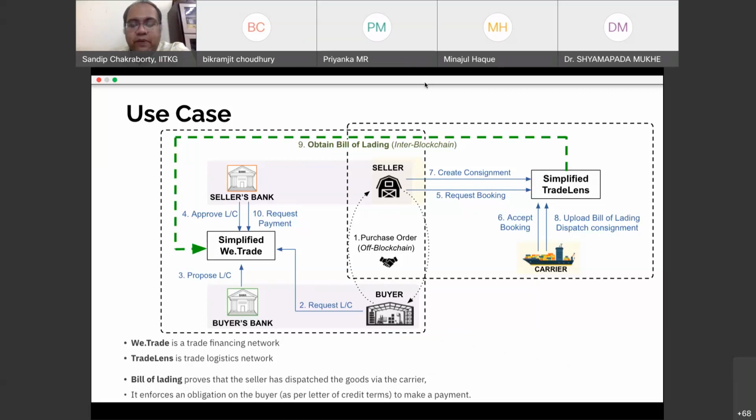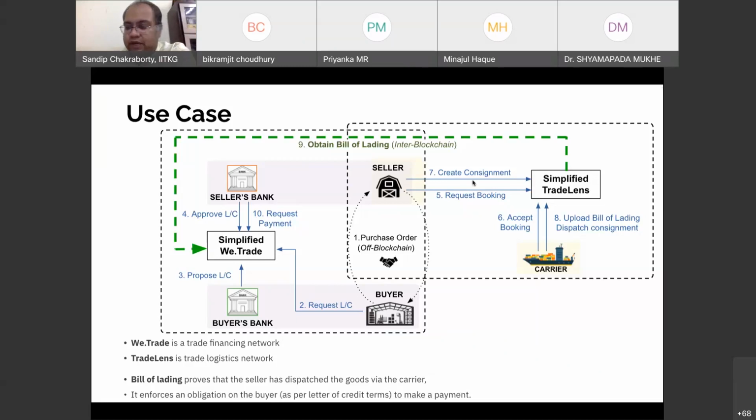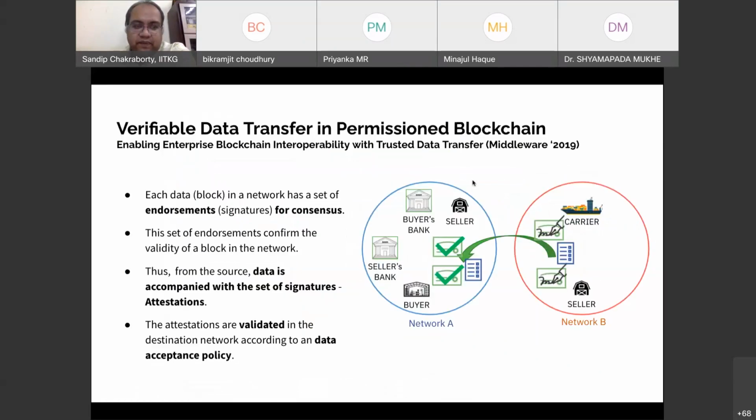Okay, so I hope that the problem statement is clear to all of you. So let us see how we can build up a solution. The solution can be built in this way: each data or block in a network has a set of endorsements or signatures for consensus. So how do we reach a consensus in a permissioned model? If you have learned about the consensus protocols in a permissioned network, you will see that it is based on collective endorsement.